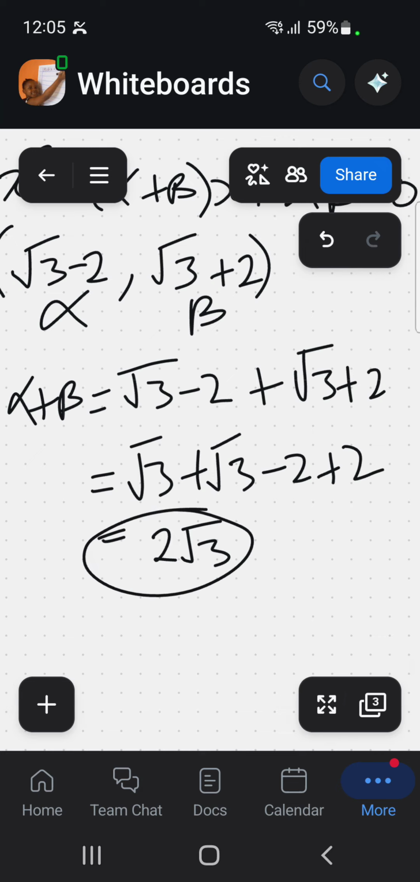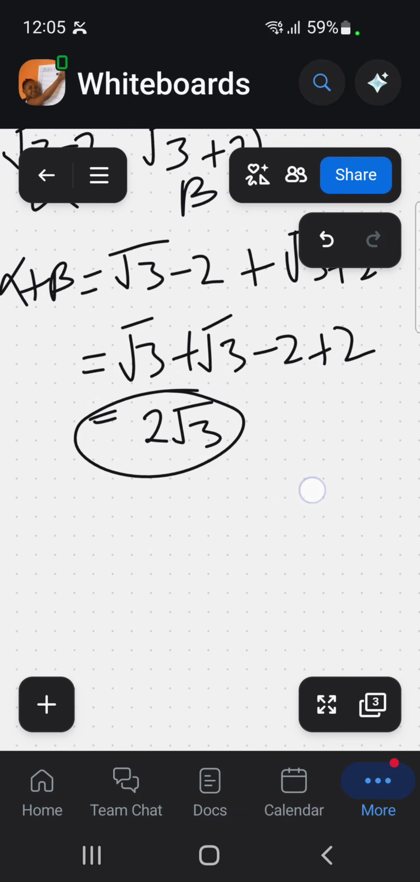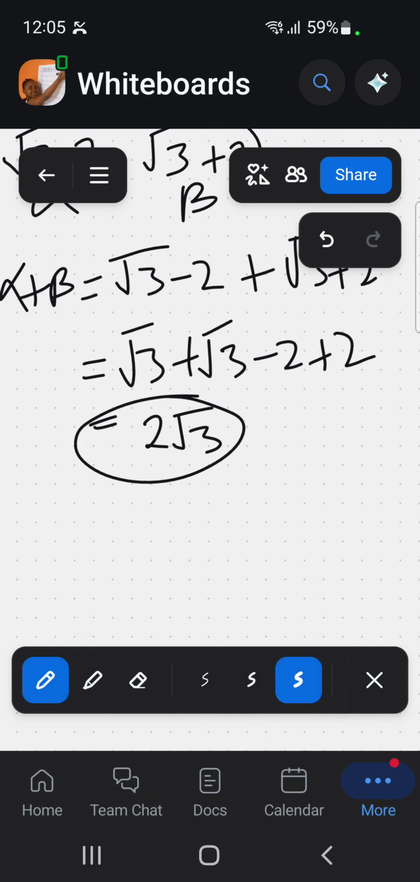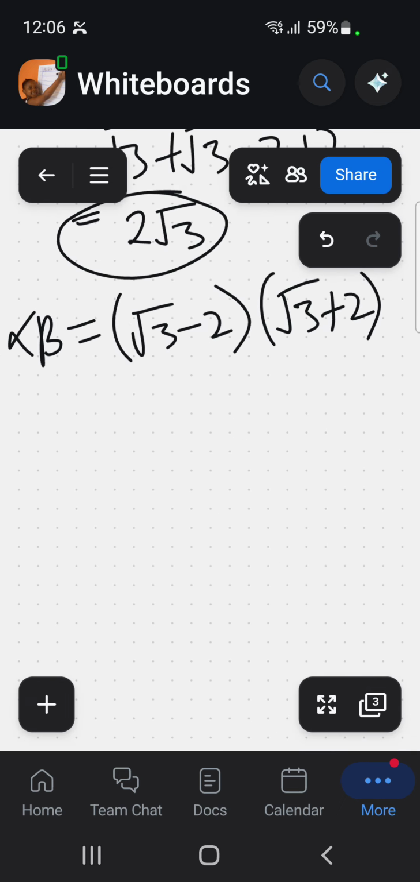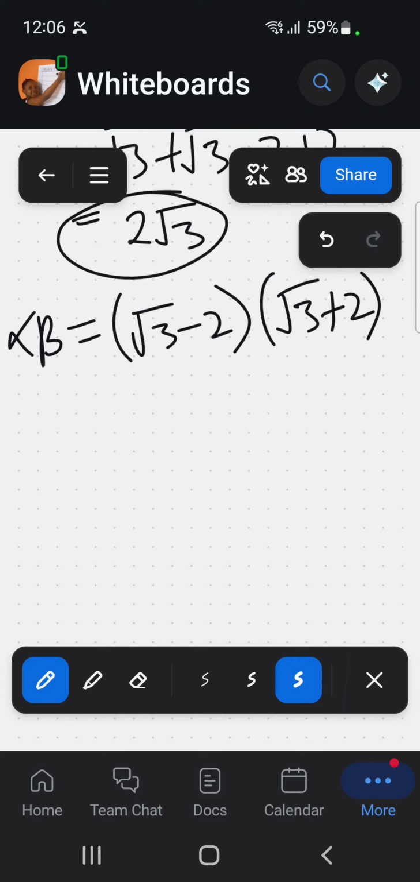The next thing we need to do is find the product of roots. In the product of roots, we'll be having alpha beta. Alpha beta means we're going to multiply. So you have root 3 minus 2, multiplying by root 3 plus 2. Okay, so this is going to take us a while to put into place. We're going to expand.